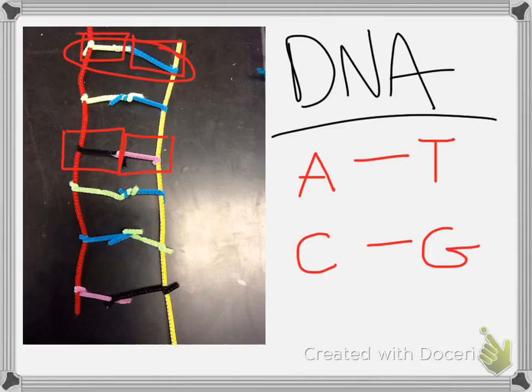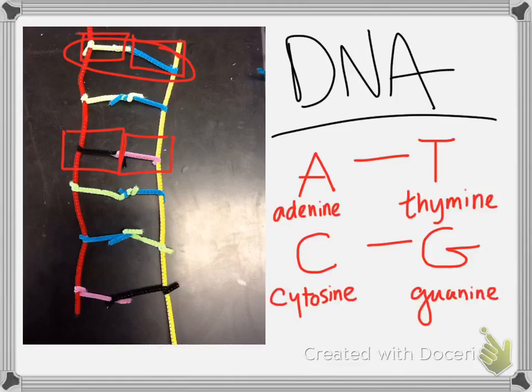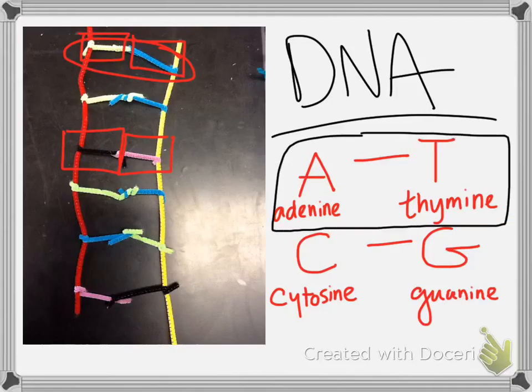And A is called adenine. So A is called adenine, T is called thymine. Those two pair up. C stands for cytosine, and G stands for guanine.